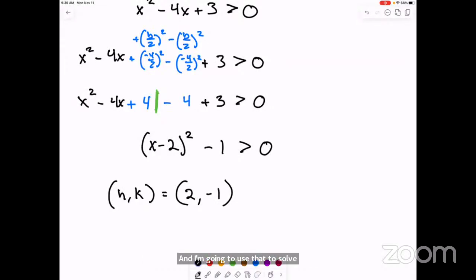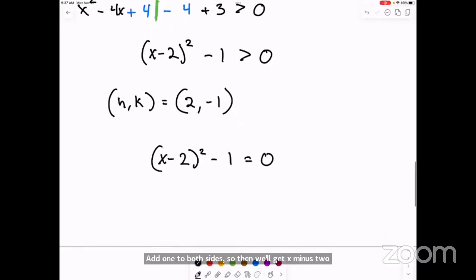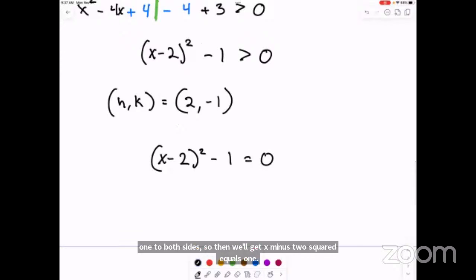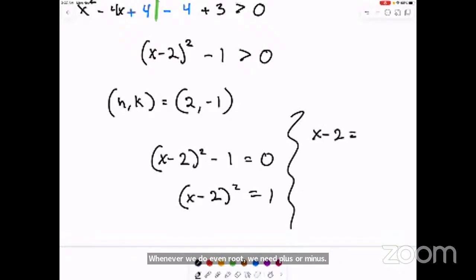So we have this x minus 2 squared minus 1 will equal 0. Add 1 to both sides, so then we'll get x minus 2 squared equals 1. Take the square root. I'm going to continue working over here. So then you get x minus 2 equals plus or minus 1, right? So whenever we do an even root, we need plus or minus. And then add 2. So x equals 2 plus or minus 1. Okay? So it looks like it's 1 and 3.